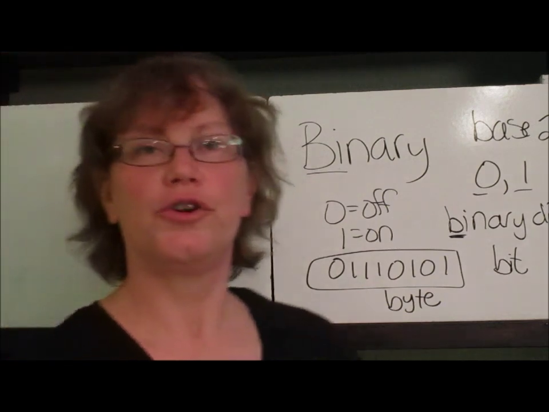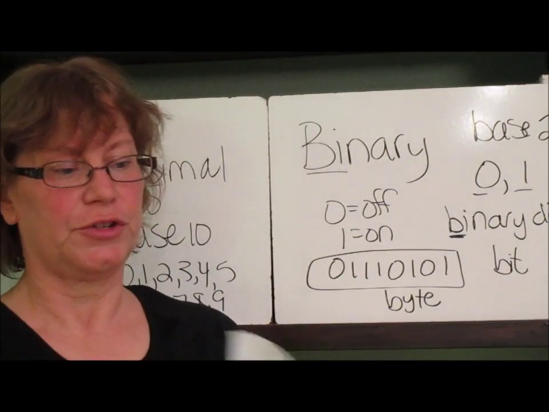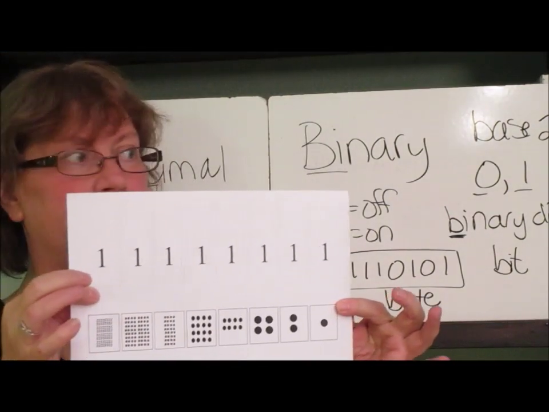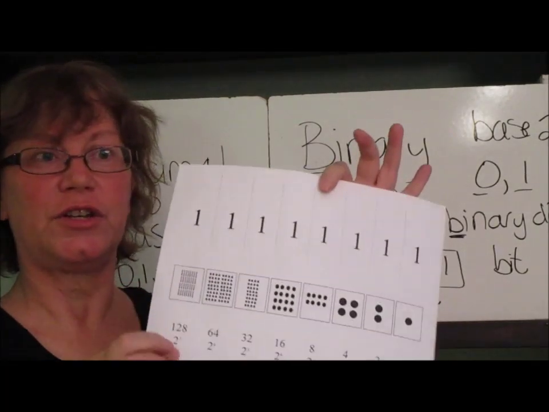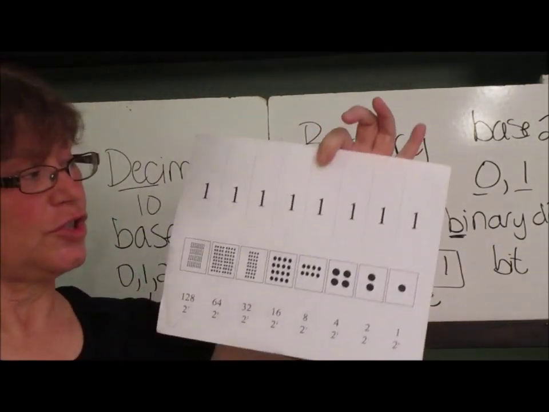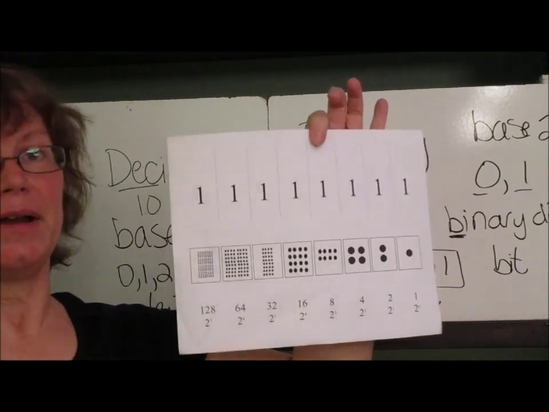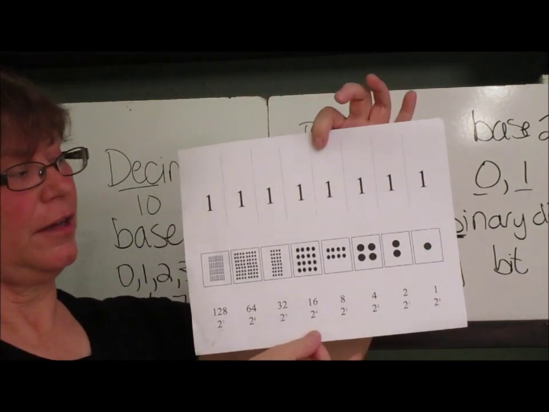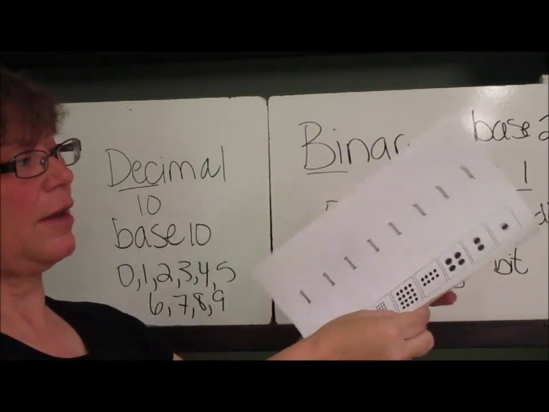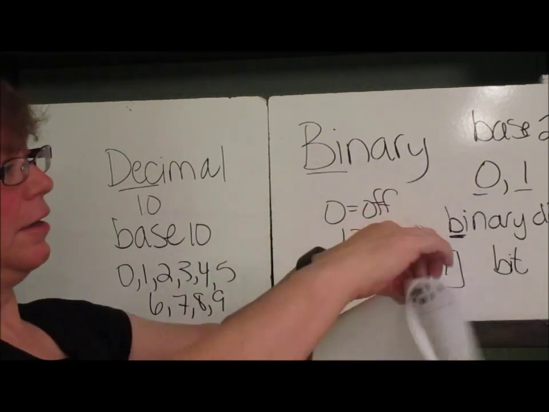For part B, you're going to put together a digital calculator. So you're going to get a paper like this, and we're going to actually use this to change from decimal to binary and binary to decimal. So this is how you make your calculator. First of all, fold your paper lengthwise like this. Get a good crease.